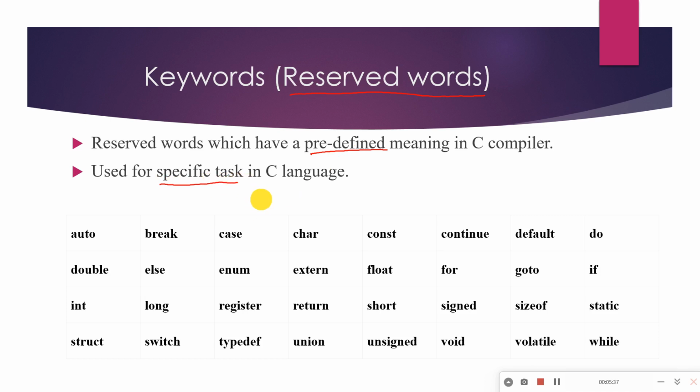We have 32 keywords in C, and these are the 32 keywords, which are listed below here. Okay, all these, whether it is break, case, char, then if, for, sizeof, everything is used to perform a specific task only.